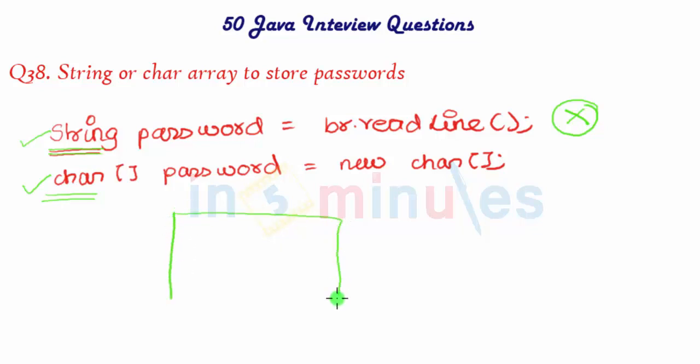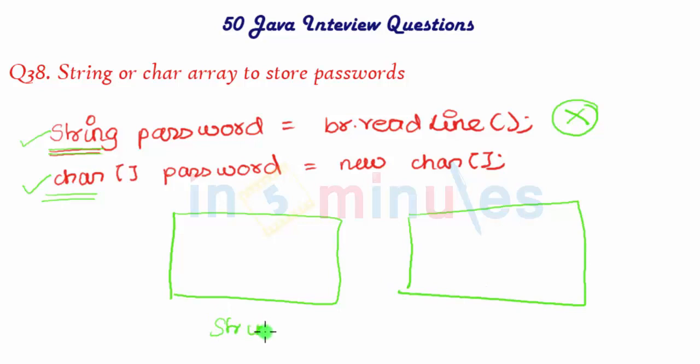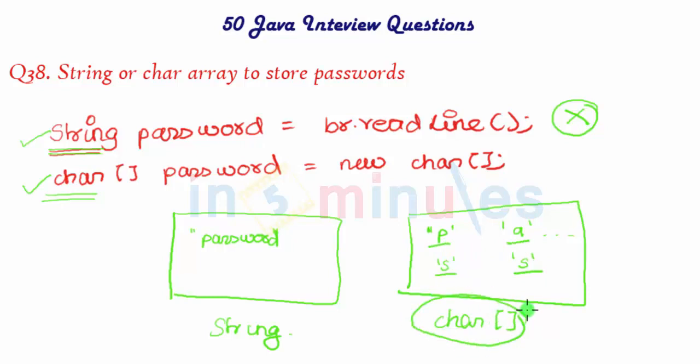If this is your heap memory, we have two cases. First, we're using strings, and over here we're using a character array. Over here your password will be stored like this, plain and simple. And over here your password will be stored like this: P first, then A, then some garbage, then S, then some more garbage and S again. But yes, he or she can extract it easily even if you're using a character array as your password storer.